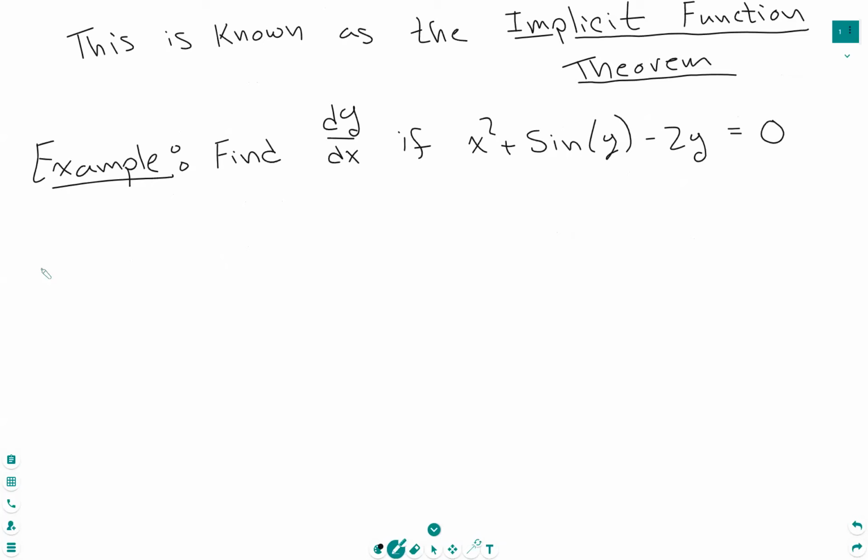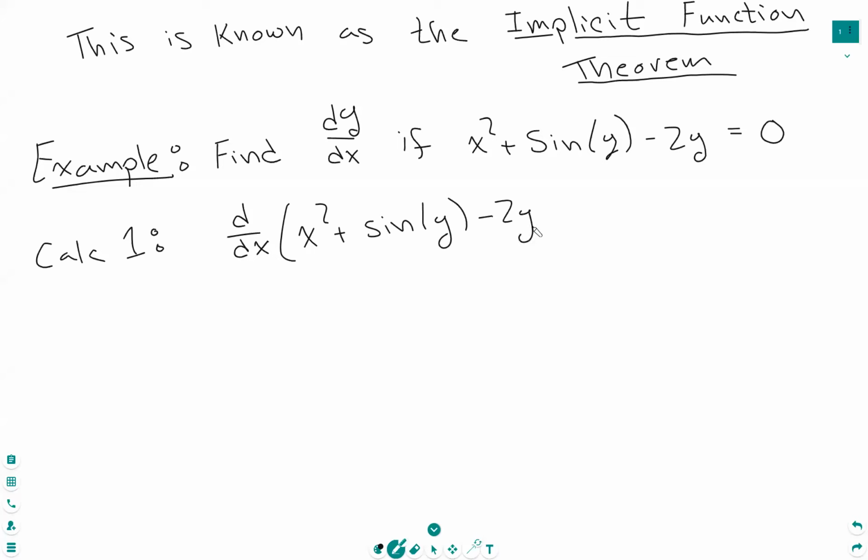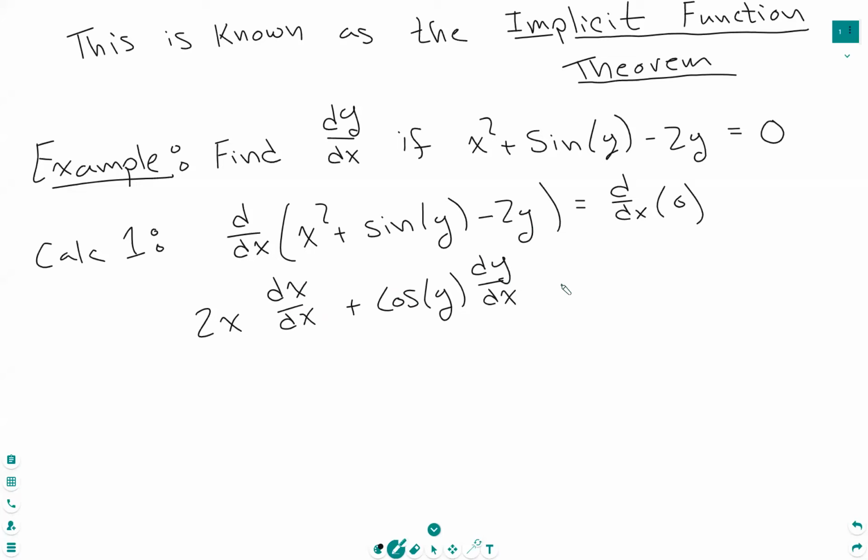So back in Calc 1, what we did was we applied d dx to both sides. So we have d dx of x squared plus sine of y minus 2y is equal to d dx of 0. So we'll just get 0 on that right-hand side. But this left-hand side becomes 2x dx dx, and that will just be 1. And then we have cosine y, but we have to take the derivative of the inside, which will give us dy dx. And then we'll have minus 2 dy dx. And this is equal to 0.